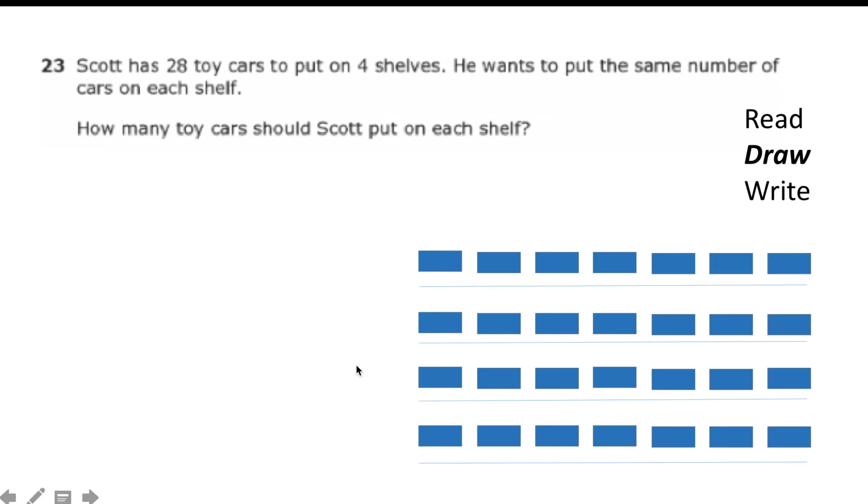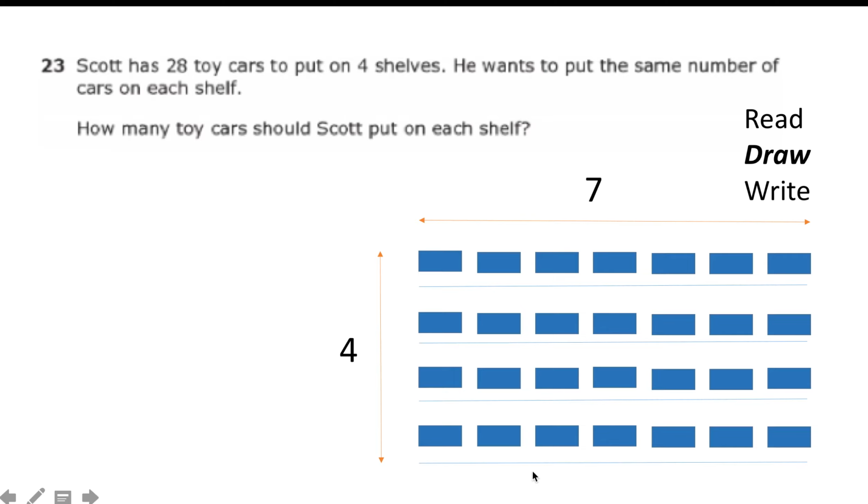I'm going to label. This kind of looks like an array to me. Remember, an array is a series. This is representing a total number. And we can label this array by saying, okay, how many are in this column and how many are in this row? Remember, rows go across like this and columns go up and down like you'd see on a building. So I'm going to label my array. I know that there are 4 in this column and there are 7 in this row. So I have 4 rows and I have 7 columns.